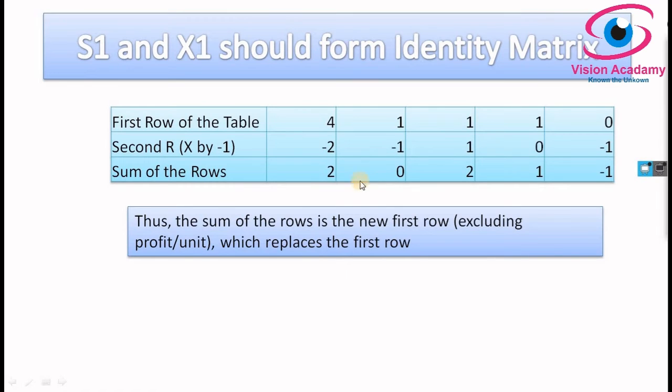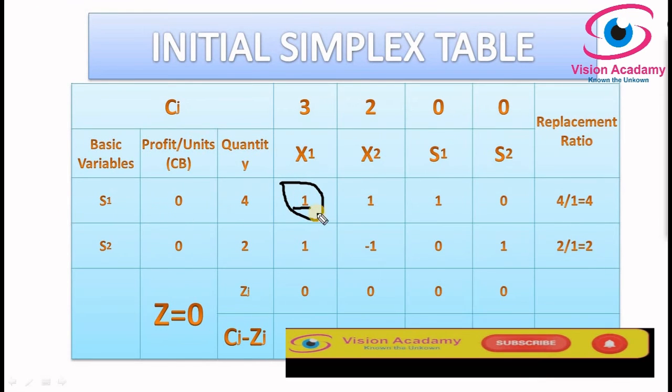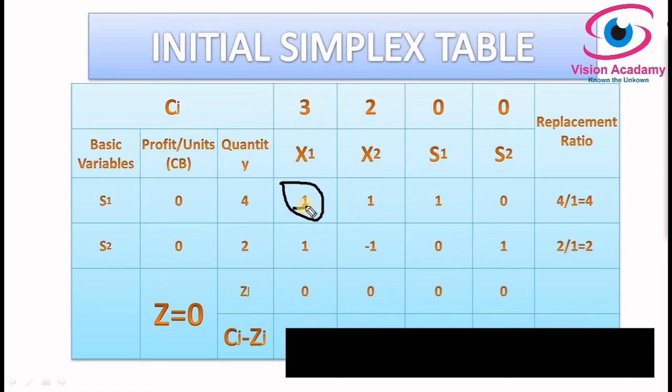The result is this. After doing so, you have to take the sum of both rows. Here the sum of the rows is 4 minus 2 is 2, 1 minus 1 is 0, 1 plus 1 is 2, 1 plus 0 is 1, 0 minus 1 is minus 1. And here it is the sum of the rows. This sum of the rows is the new first row, because we have to make the identity matrix in the first row only. Here this one must be 0, so the sum of the values will be considered for the first row.